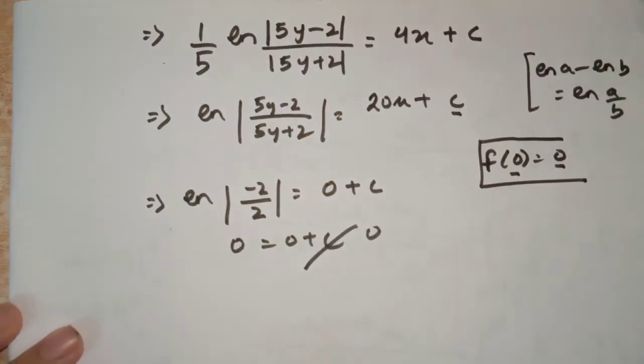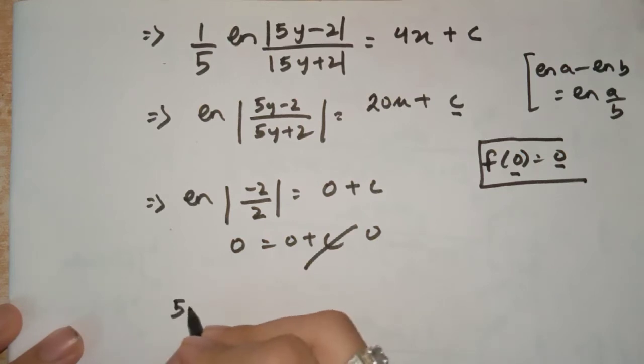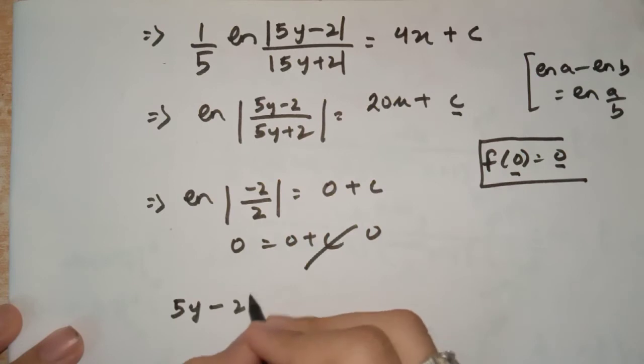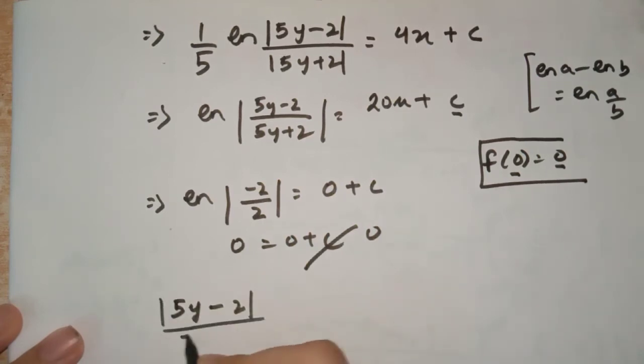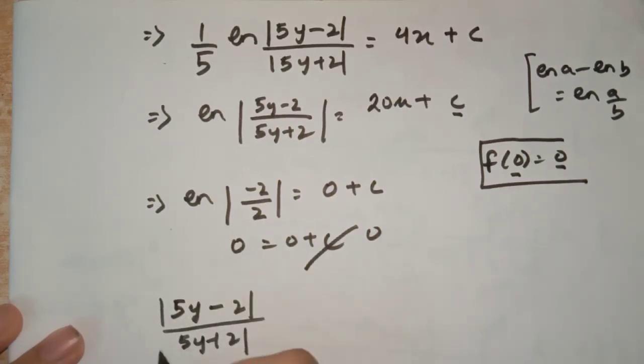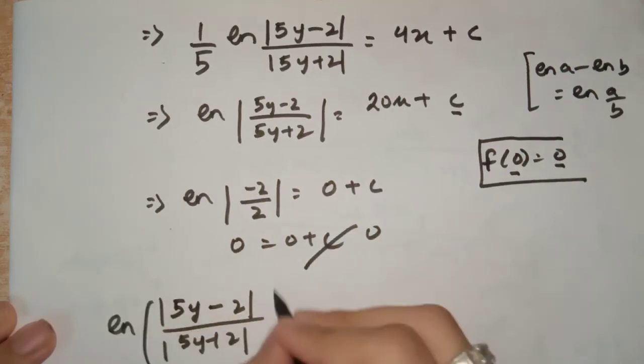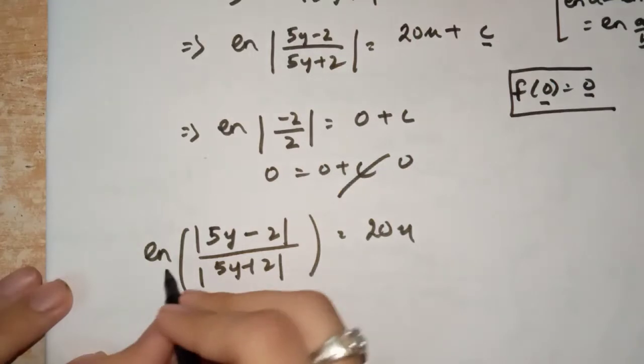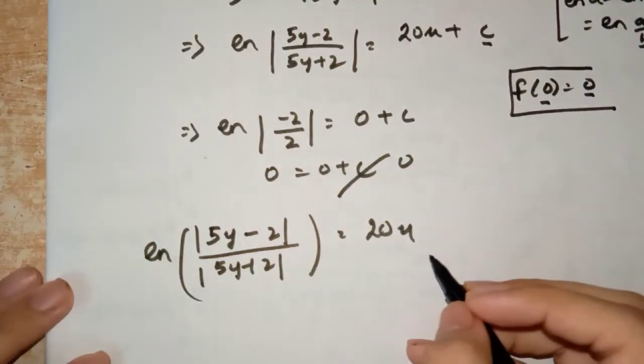So our final equation we get now is mod of 5y minus 2 by 5y plus 2 is equal to 20x, right? Hmm, ln of it. So if we take ln to that side, it becomes exponent.